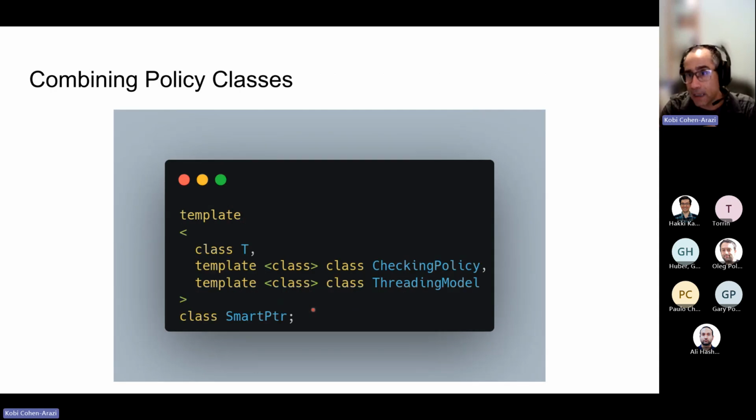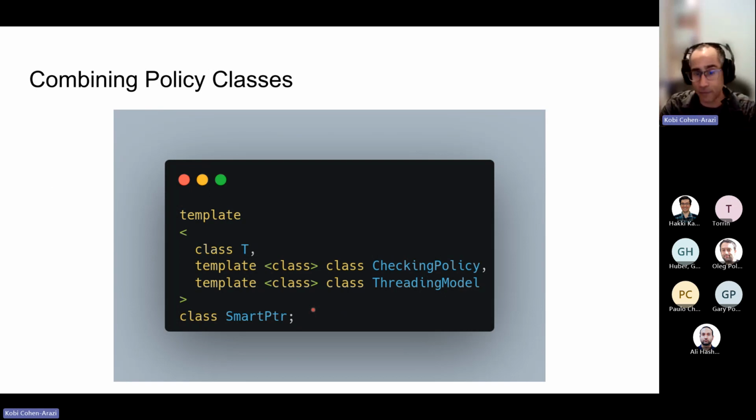Okay, let's talk about combining multiple of them into a single host. So a smart pointer can have a checking policy to check the validity of the pointer. Is it null? Is it not null? Maybe no check. Maybe you want to enforce that it's not null. You can have all kinds of checking policy.